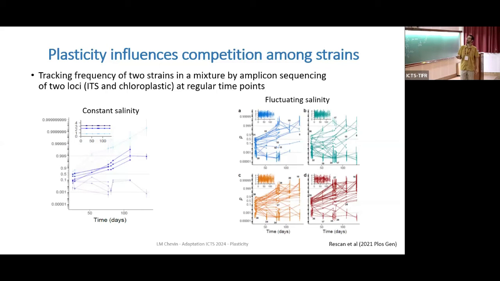And so this is the frequency of one of the strains. So at constant salinity, it's outcompeting at low salinity. But then as you increase salinity, it's less and less advantageous relative to the other strain. And this is what happens in our salinity treatments, which is the fluctuating treatment, which is quite messy. But anyway, this is the same type of transformation that Nick was showing, where we represent these logit frequencies.